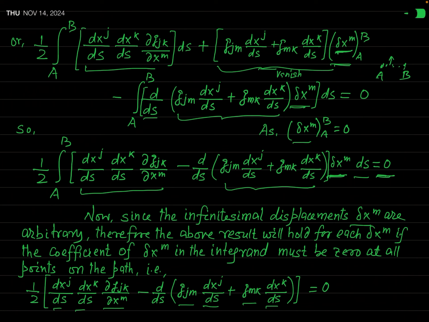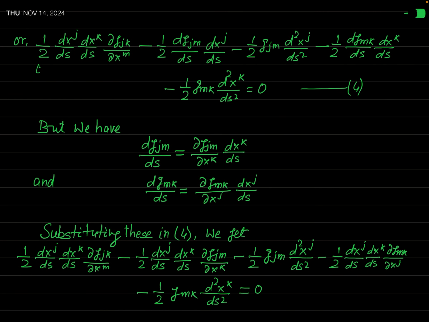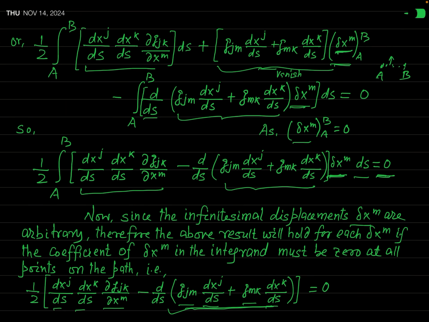When we simplify this second term, you can see the differential operator d/ds is operated on this sum of the two terms, and each term is a product of two functions. So again we will follow the rule of differentiation of a product of two functions and simplify this second term. Your first term is written exactly the same. But now let us simplify the second term.